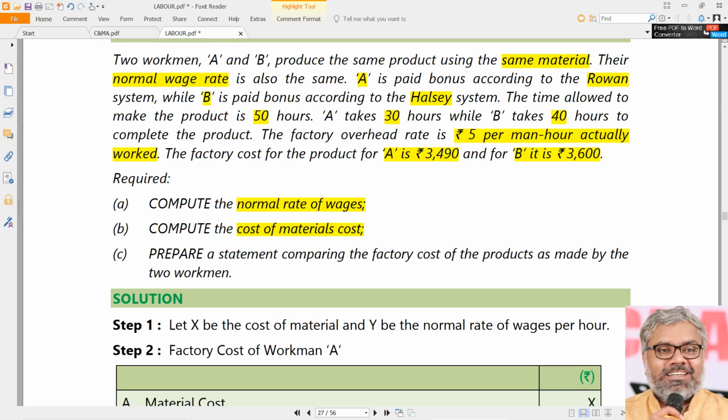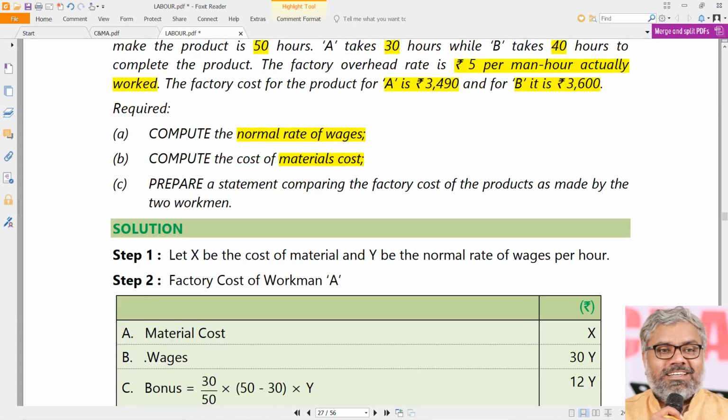Also we need to calculate the materials cost. There is nothing called cost of materials cost. Materials cost, so that is what is required here. So we don't know two things related to each person, so we cannot just like that get that. We need to assume that one of them is X and the other one is Y. Anything we can take. In the sequence, let us say X is the cost of materials, whatever it might be.